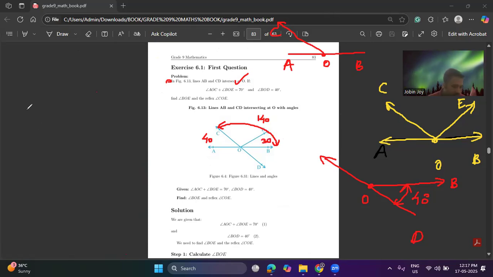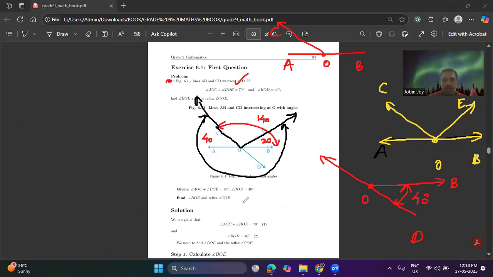Next is reflex COE. Our aim is to calculate reflex COE, which means this angle. So first we need this angle. From here to here, this is 140, so subtract this 30 value. 140 minus 30, you will get this angle, that is equal to 110.